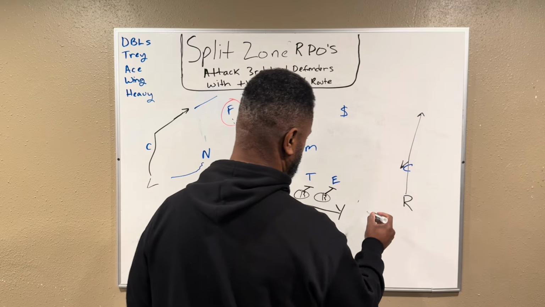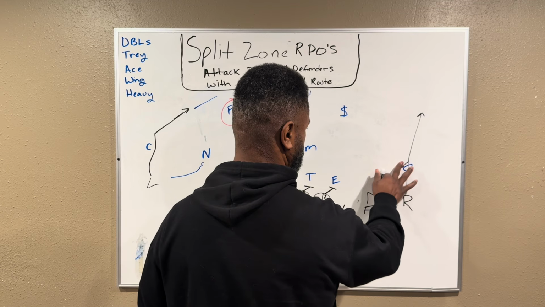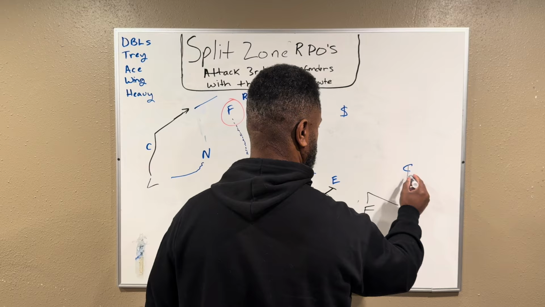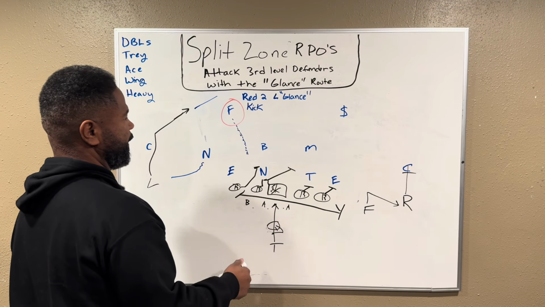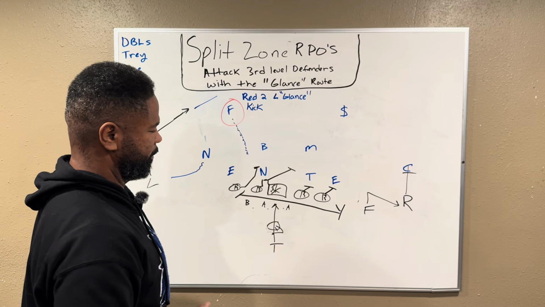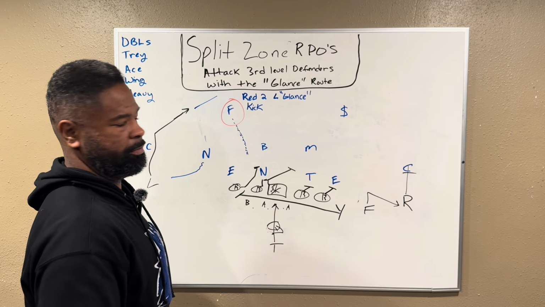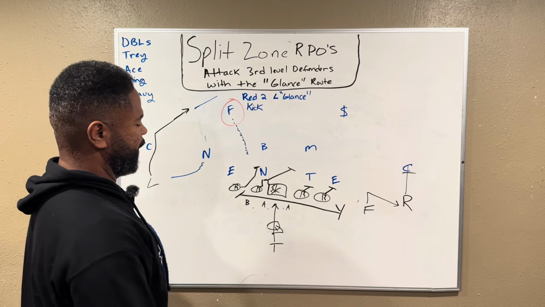Now, if we want to go 3-by-1, that's all that changes. Boom, that's it. So we would call that this. So our first formation is doubles. This is tray, okay? Tray right, red 2, L glance. Same thing. We got the same exact read over here, okay?